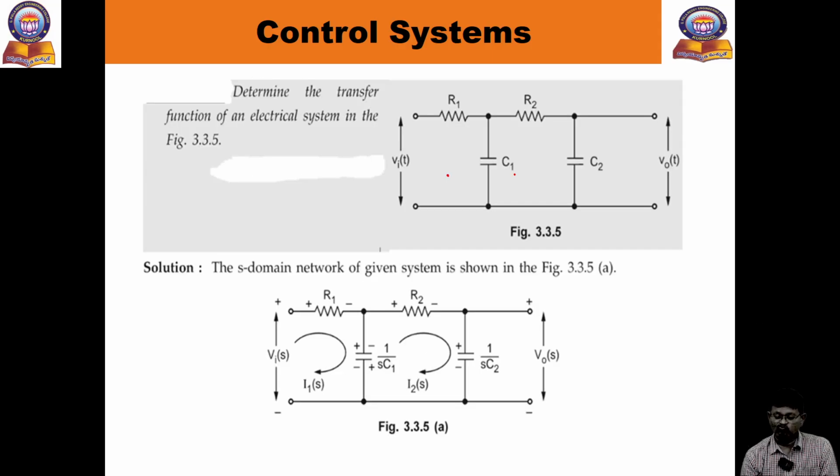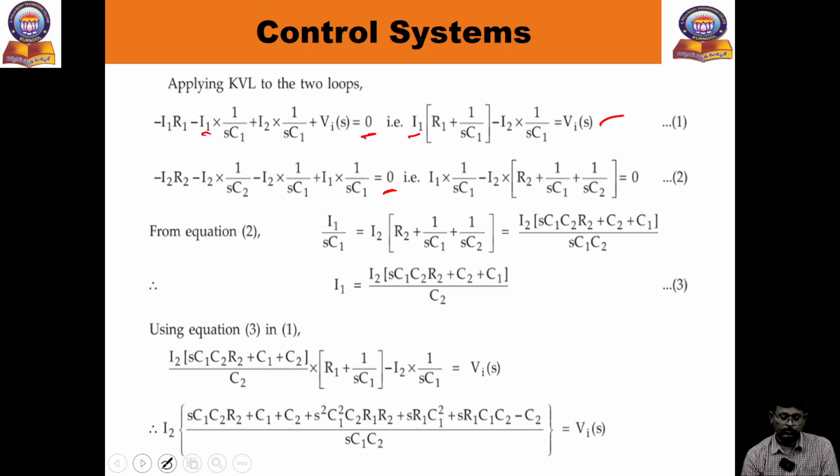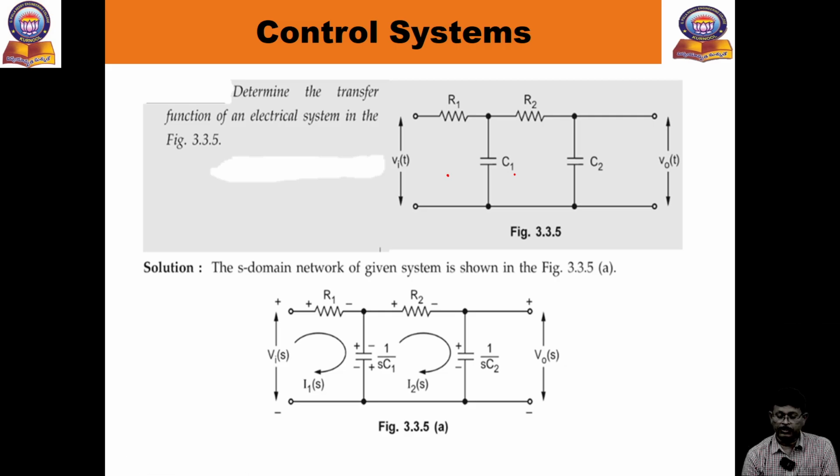So I1 into what is here. Because this is I1 minus I2 into 1 by SC1. Then here R2 into I2 of S. Then here also 1 by SC2 into I2 of S. So you can observe the same voltage equation, right? So I1 1 by C1, I2 1 by C2. Because this element, what is the element? The 1 by SC1 is between I1 and I2. So that's why I am taking it here.